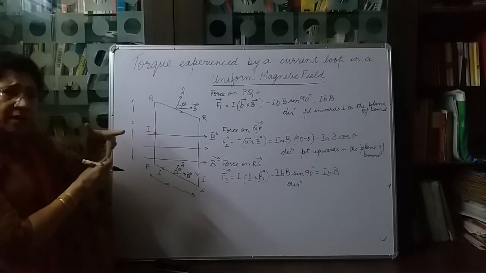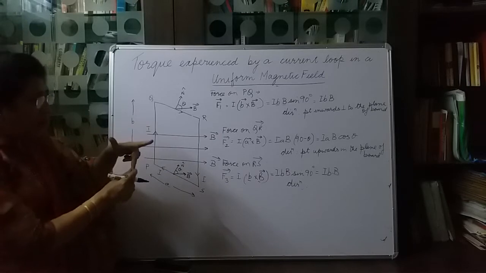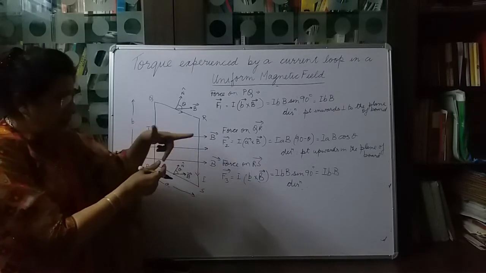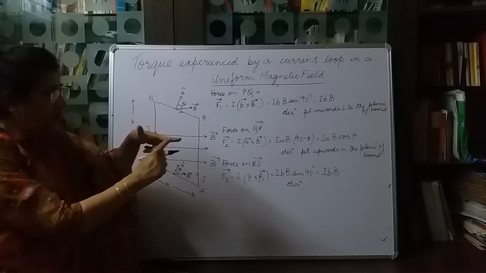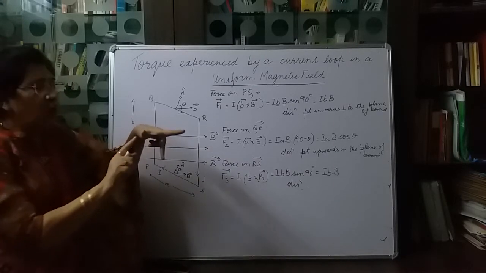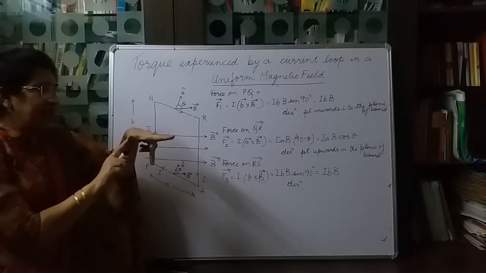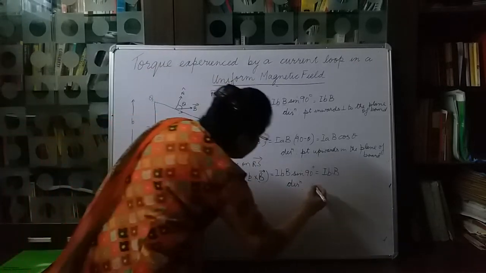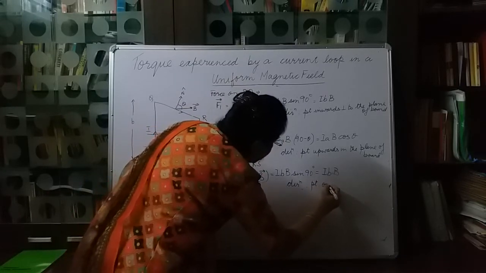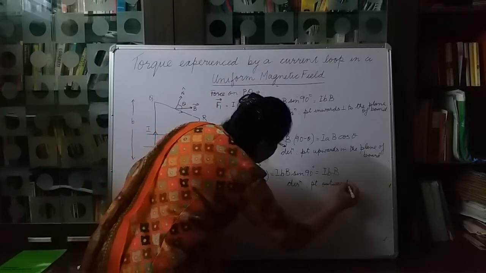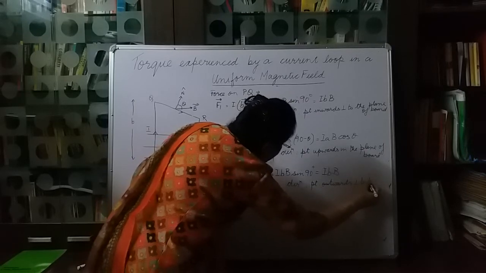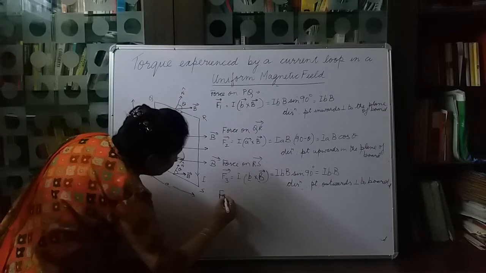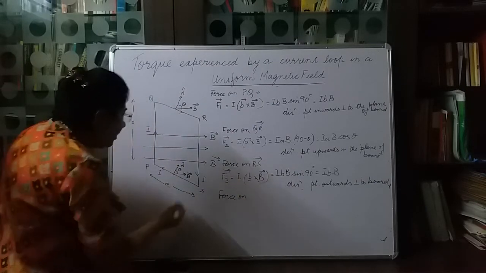Fleming's left hand rule, let us use it. The central finger points along the current, which is downward. The forefinger is pointing in the direction of the magnetic field, that is in this direction, and thumb is pointing outwards. So the force is perpendicular to the plane of the board, pointing outwards. Then the force on side SP.